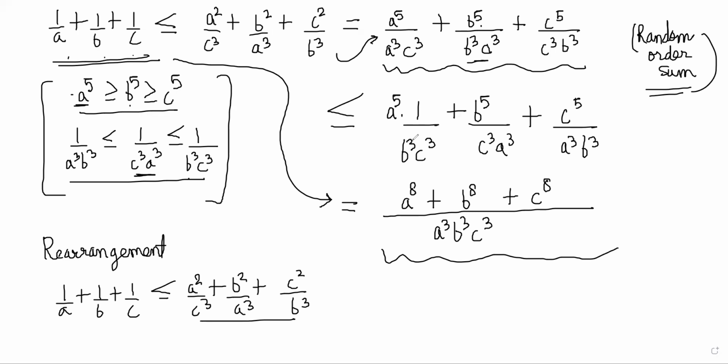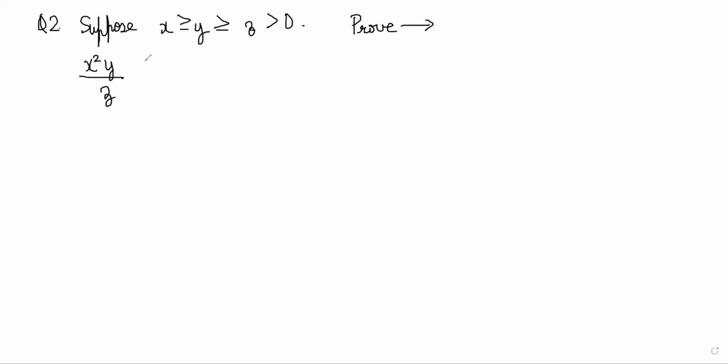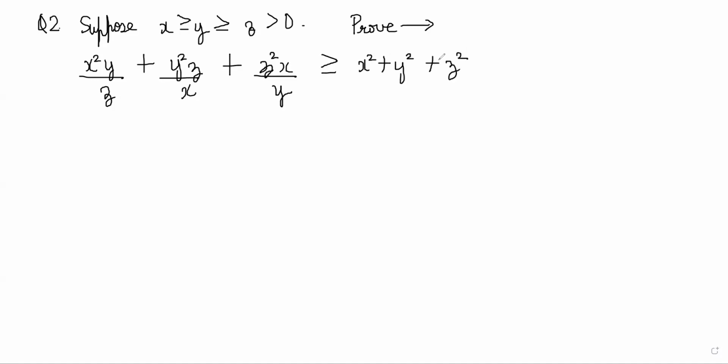Okay, let's go on to the next question. Let's look at this one. Question number 2. Here we have, suppose x is greater than y is greater than z is greater than 0. We have to prove that x square y by z plus y square z by x plus z square x by y is greater than or equal to x square plus y square plus z square.